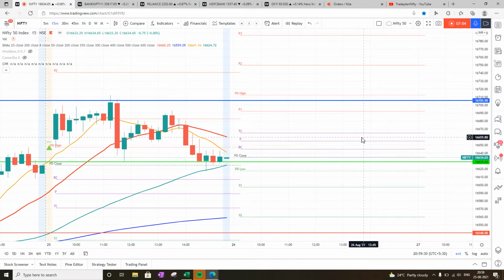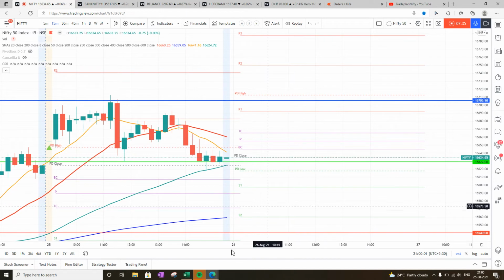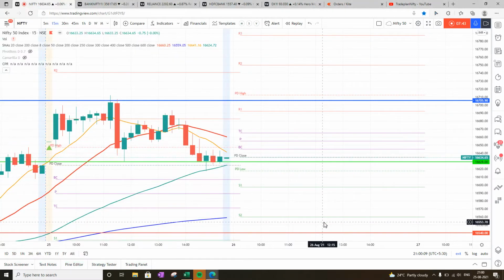For tomorrow, in my trade plan, let's talk about option one. The open is above pivot, which is at 16653. In that case, as a defensive trader, the best possible trade is buy on dip, either at 16654, which is the pivot, or at 16608, which is L3 for tomorrow. If it goes further down, then still buy at 16582 with a stop loss of 16539.